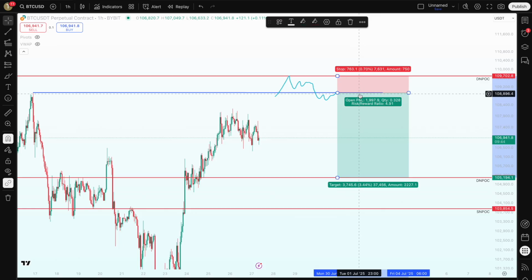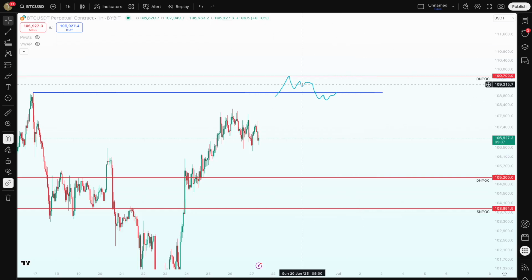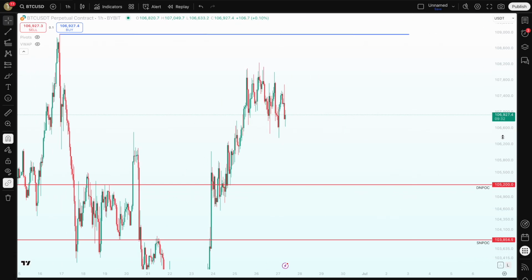Now, if this is our shorting setup, this is what I'm interested in. If it comes in, I will be taking this one. What happens if we push lower and we end up hitting these levels that we have on the chart? Well, those two levels, they work in different ways.